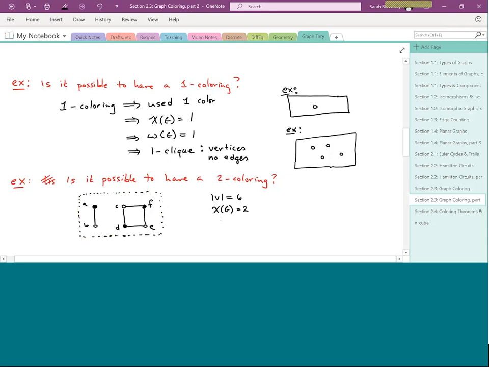And if you looked for your omega, you looked for your maximum clique, notice here, it is also the 2 right there. As soon as you have edges, you're guaranteed to have this omega of G to be at least 2. And if you actually have a 2 coloring, this is where those two would have to match. Now, that is a lead-in for the next question.